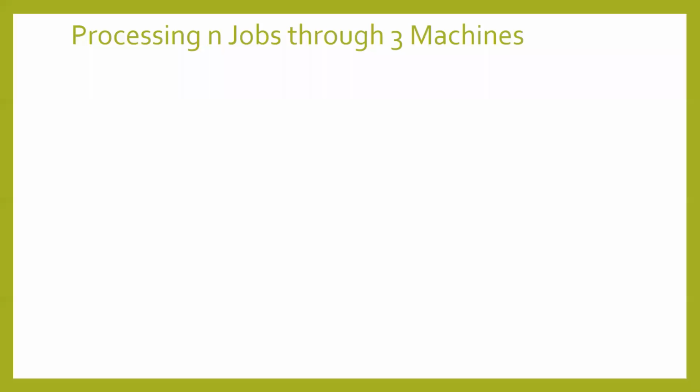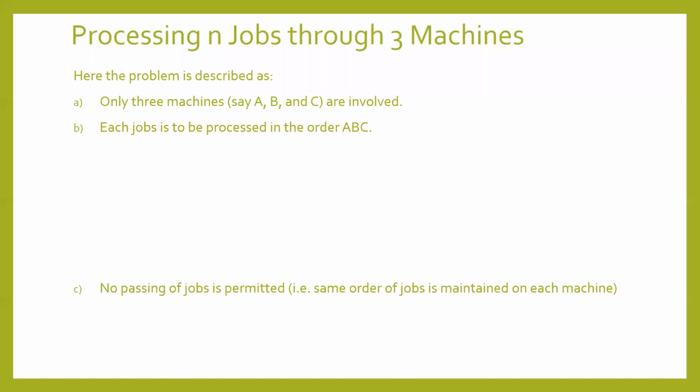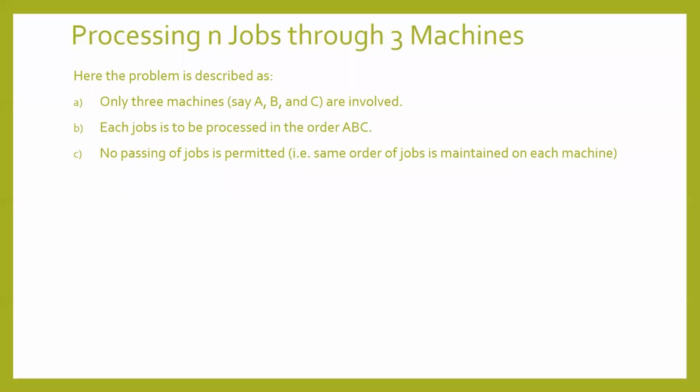machines. Now in this case of problem, you will find that there are totally three machines given to you. For example, let us say A, B, and C are involved here. Now, each job is to be processed in the order of A, B, C. Okay, that is important. Or if they have mentioned any order, you have to follow that order while doing the calculation. Secondly, no passing of jobs is permitted. That is, the same order of job is maintained on each machine. You cannot pass a particular job and move on to some other machine. That is not possible.